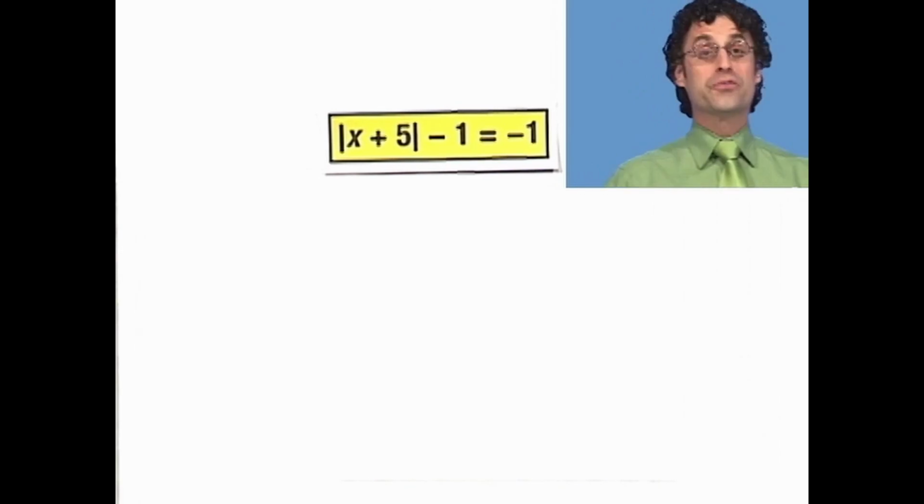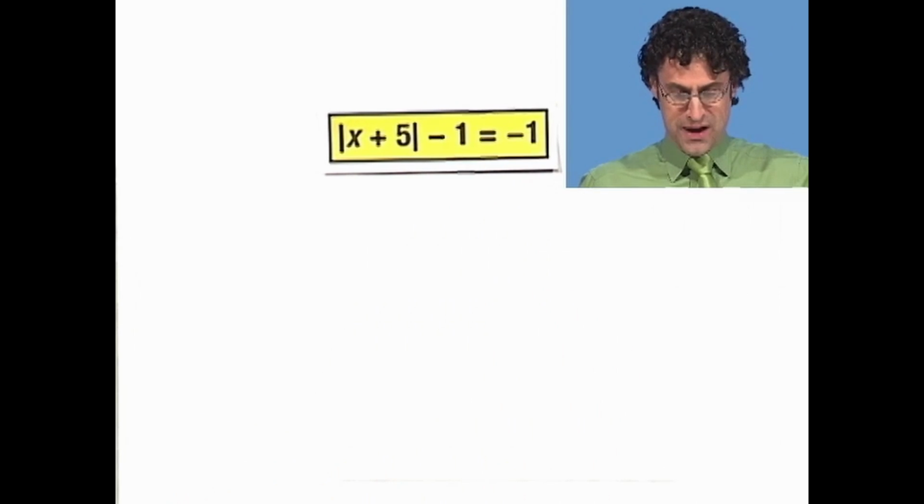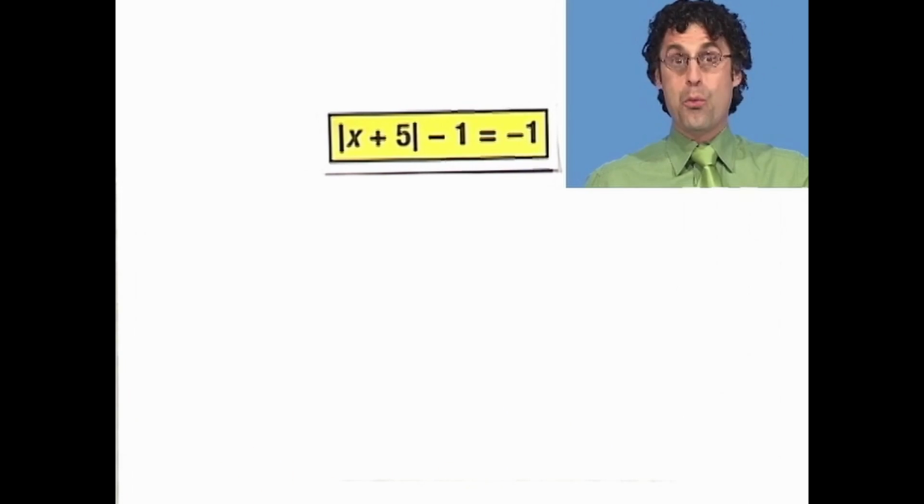Hey, let's have some fun solving some really cool equations that involve absolute values. You are gonna love them. Check out the first one. Absolute value of x plus 5, then we subtract 1, and that's supposed to equal, wow, -1.